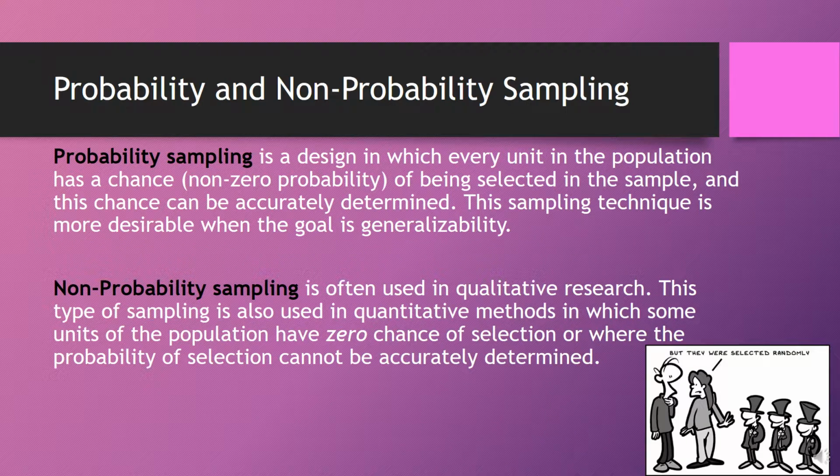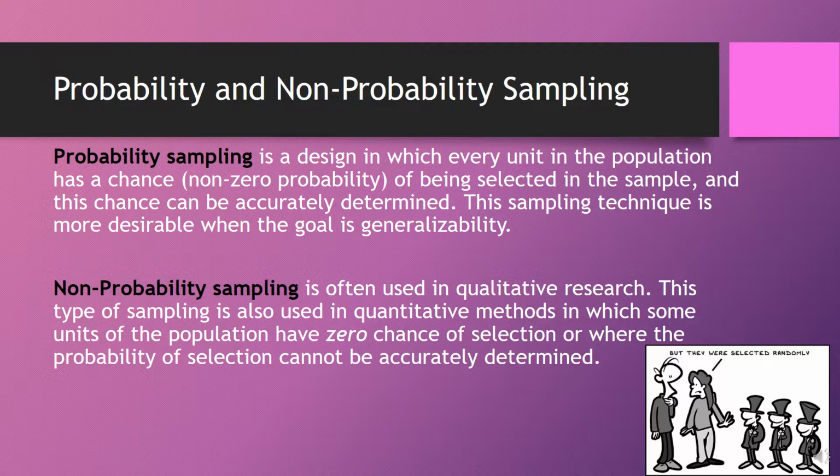Probability and non-probability designs. Probability sampling method is a design in which every unit in the population has a chance or non-zero probability of being selected in the sample, and this chance can be accurately determined. This sampling technique is more desirable when the goal is generalizability.